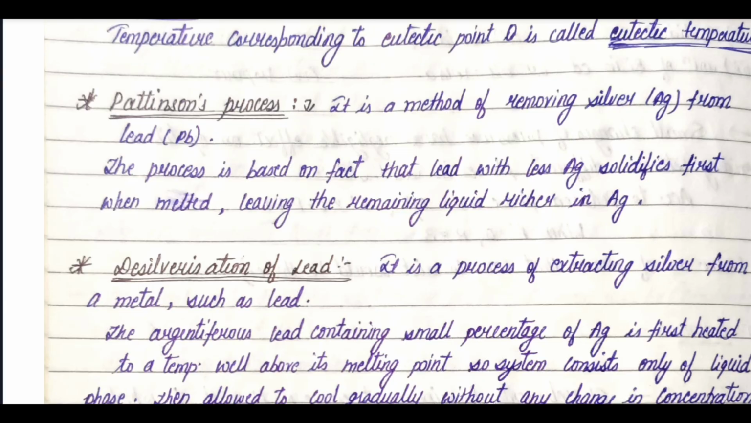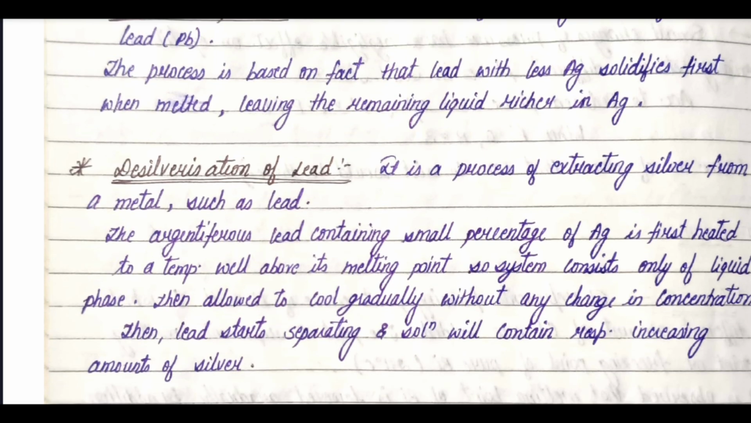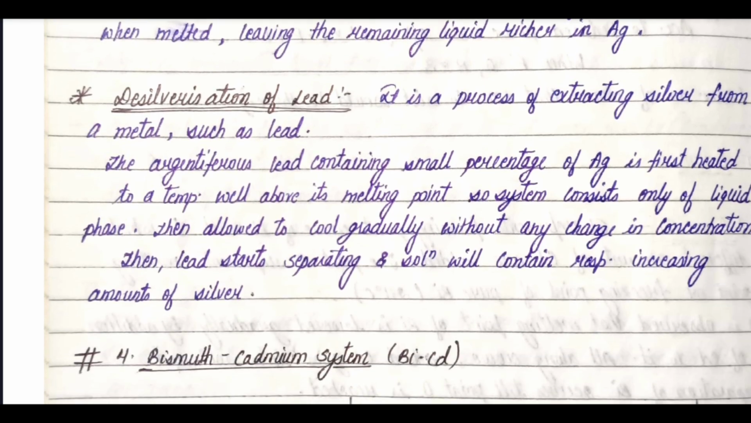Pattinson's process. It is the method of removing silver from lead. The process is based on the fact that lead with less Ag solidifies first when melted, leaving the remaining liquid richer in Ag. Desilverization of lead. It is the process of extracting silver from a metal such as lead. The argentiferous lead containing a small percentage of Ag is first heated to a temperature well above its melting point, so the system consists only of liquid phase.